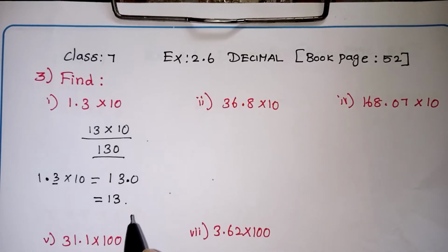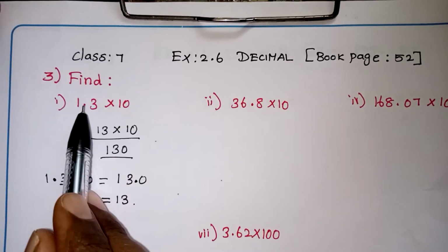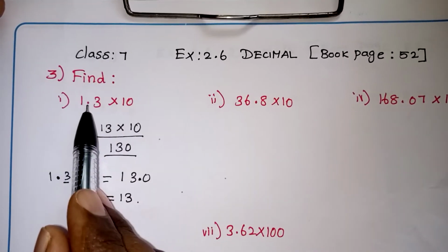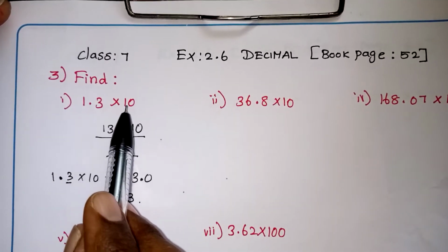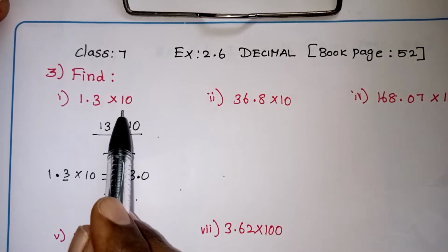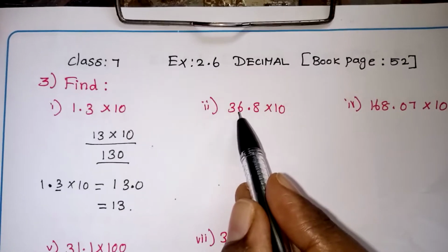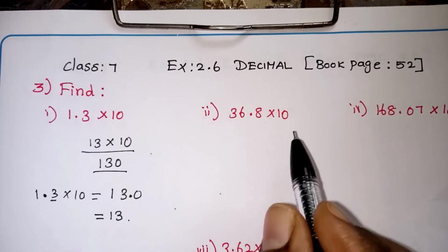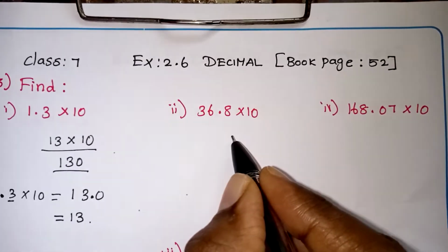Simply, whenever a number is multiplied with 10, the point moves to the right-hand side by one digit. That's why we are getting 13. The point alone is moving in this direction. So instead of doing all these steps, we can write the 13 directly also. Coming back to the second question, 36.8 into 10. The same way, we'll do one more problem, and from the next problem onwards we'll write the direct answer.